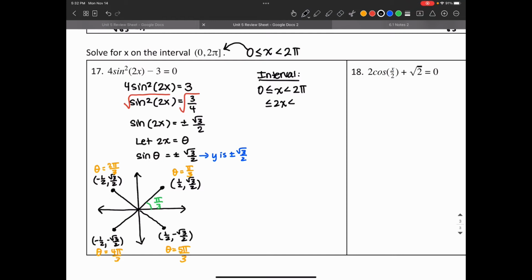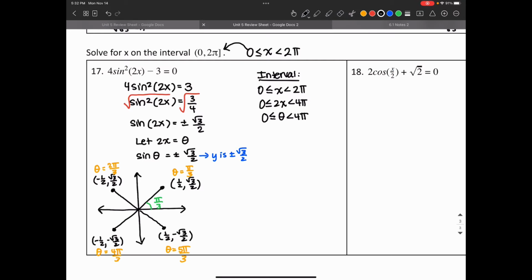Well, to go from x to 2x, I multiply by 2. So I'm going to do that for all of the parts of this inequality. So 0 times 2 gives me 0, and 2 pi times 2 gives me 4 pi. And so I have that 2x, or theta, is going to be in between 0 and 4 pi.